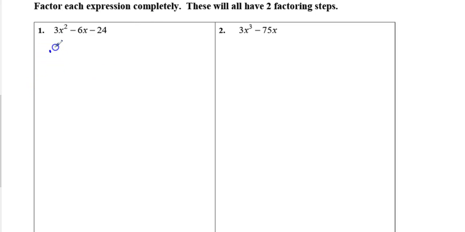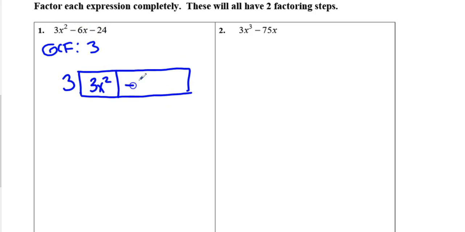All right, so GCF. 3. Well, 3 is the GCF because there's no amount of x's that go into any of them, and 3 is the largest factor that goes into all the terms. So okay, up on top, I'm writing what I multiply by 3 to get 3x squared. What I'm multiplying by 3 to get negative 6x. What I'm multiplying by 3 to get negative 24. And I can just kind of check that by distributing it back.